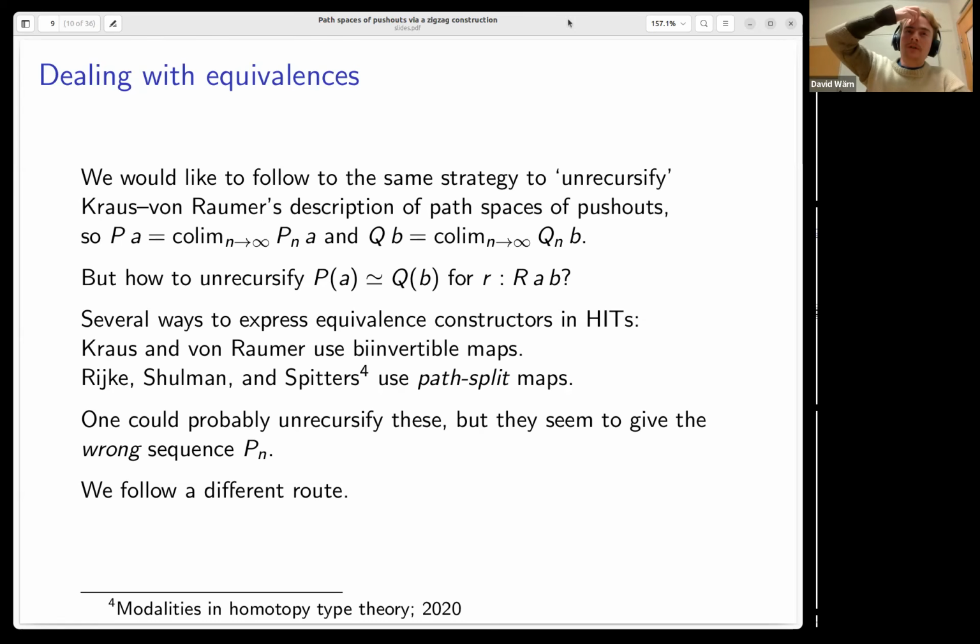In another paper by Rijke, Shulman, and Spitters, they use what they call path split maps for another purpose, but to solve the same problem. And I believe one could start from these descriptions of equivalences and somehow unrecursify them to get some kind of sequential colimit description of these types. But it seems like the sequences one gets are not the right sequences, even if their colimits are correct. So instead, we follow a different route.